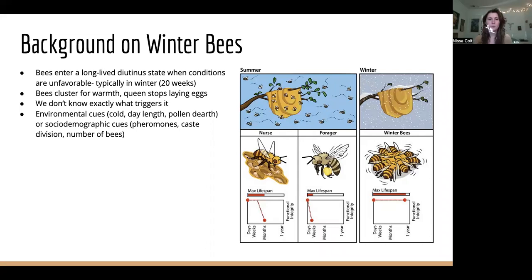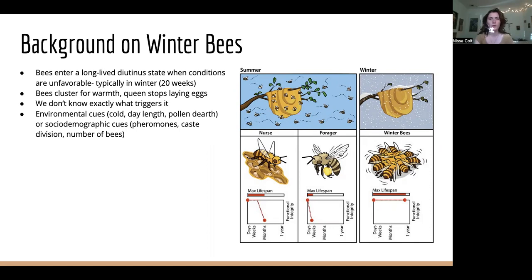Some of the proposed ones are colder temperatures, day length, so photoperiod, pollen dearth, and other sociodemographic cues like pheromones, caste division, the number of bees present. So it's probably a really complex system of things that cause it, but we're not even sure what some of those factors are, because photoperiod by itself doesn't seem to be enough. Pollen dearth seems to be pretty good.